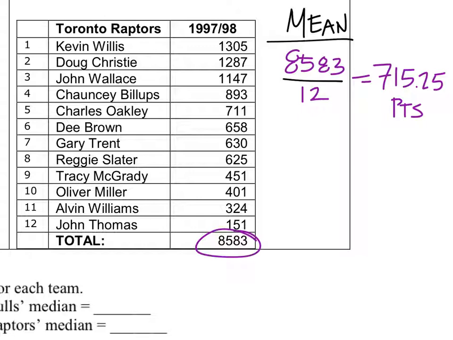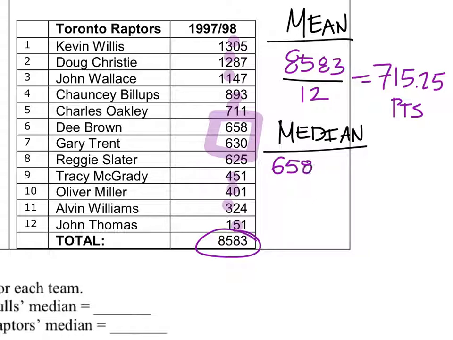Now let's go and find the median as well. So we'll just cancel these out. These cancel here, here, here, right here, and here. All right, so we end up with two values now in the middle, 658 and 630. So formally, we would add these two together, 658 plus 630. And to find the middle, we'd just divide those by 2. So that should give us 644 points.